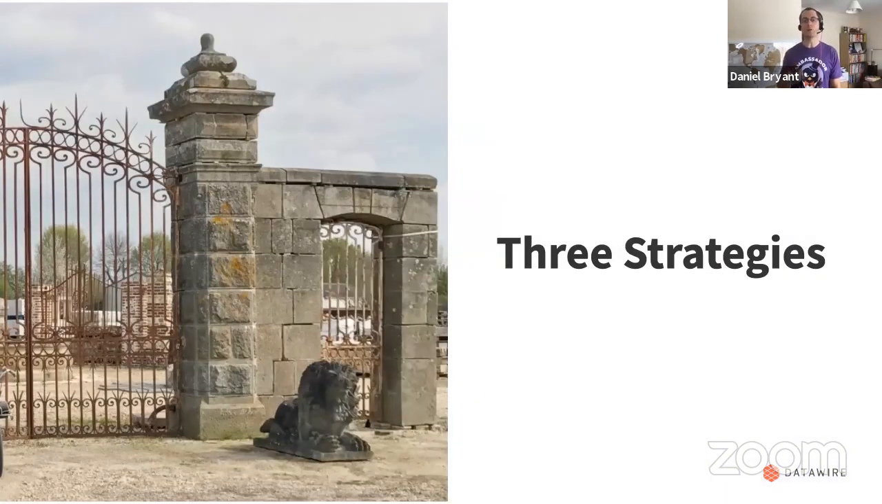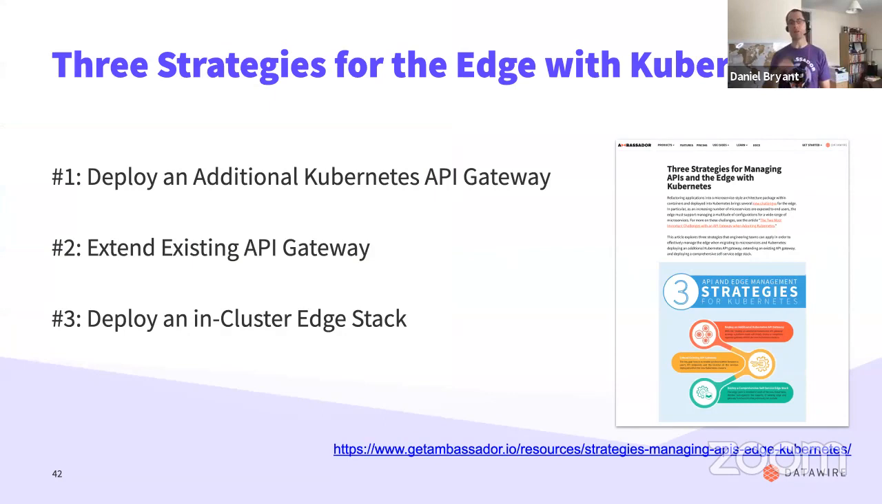This therefore leads to 3 strategies. I've written a bunch about this on the DataWire blog and on the website. You can find it on IT Next and other places as well. I've seen folks in general have one of 3 strategies when they're moving to Kubernetes and they realize the edge needs to change. The three strategies are deploying an additional Kubernetes API gateway, extending their existing one, or going all into Kubernetes and deploying what I'm calling an edge stack. The whole edge stack goes into Kubernetes.